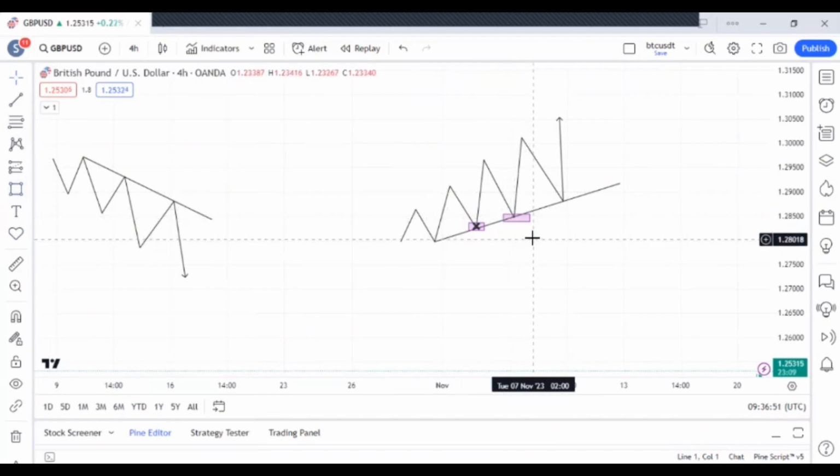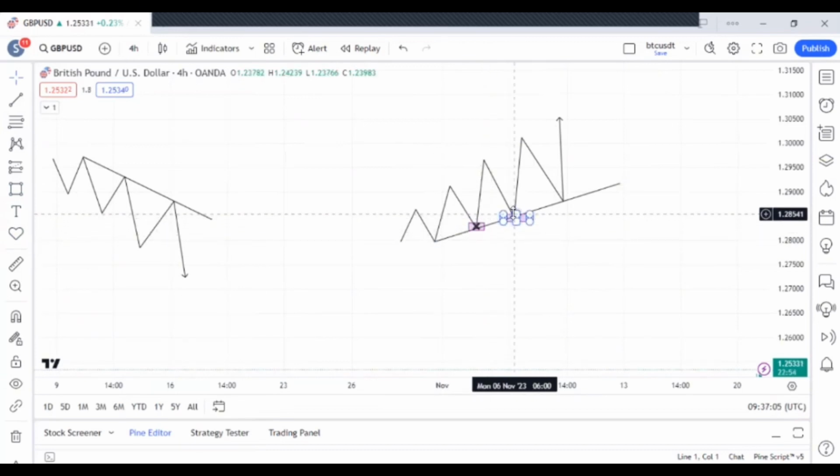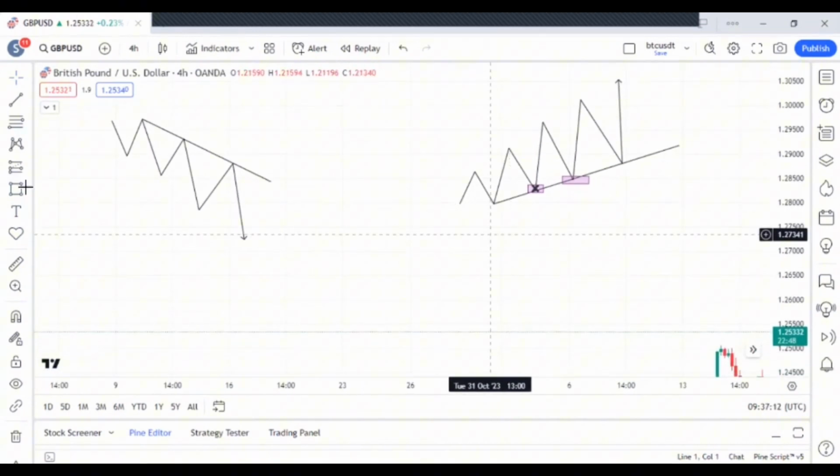So allow the market to form maybe two highs or two lows, then draw a trend line from the bottom to the nearest low or high, whichever, maybe in a downtrend. Then we are only allowed to trade on the third touch. So let me show you guys another example before I go straight to the chart.